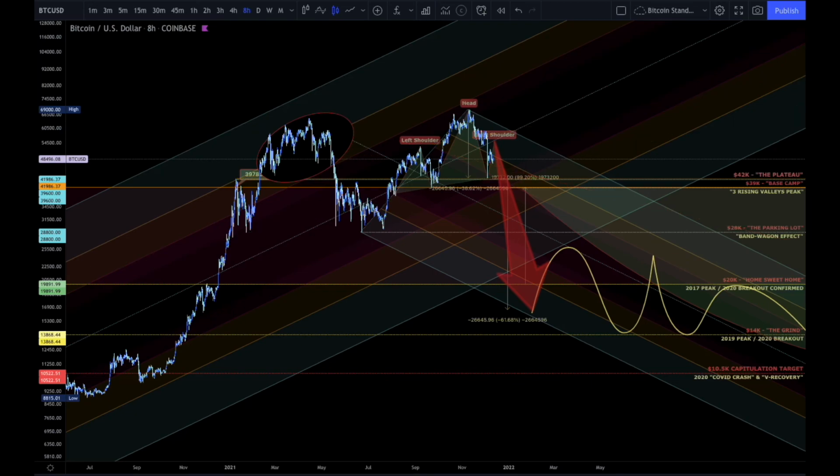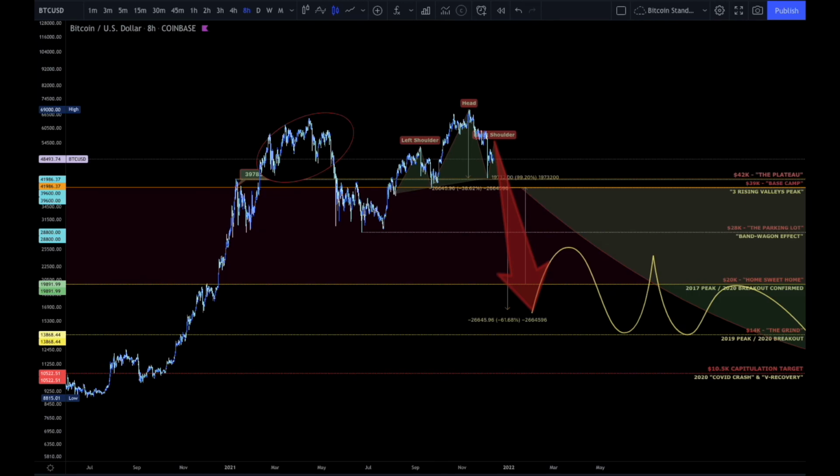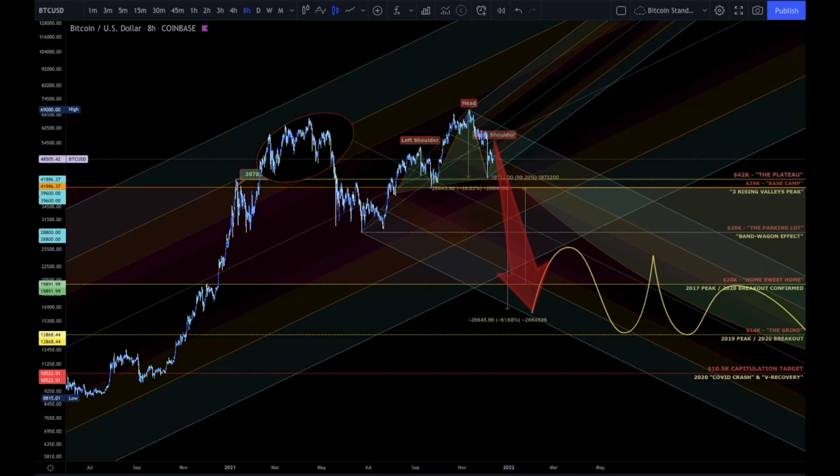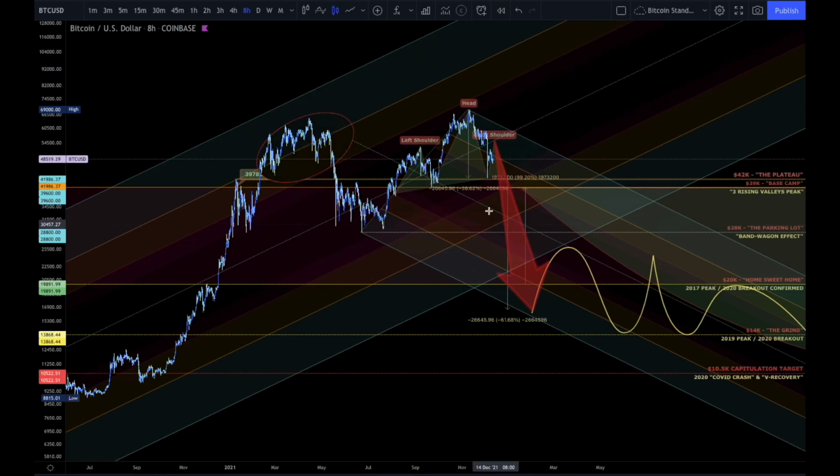Let's clear some of this just to make it nice and clear. All right, that I think makes some of it. We'll put this back like so. That is the shape of the market I think we're in. That's the path I think we'll follow.